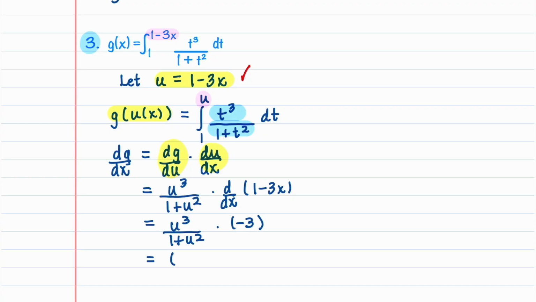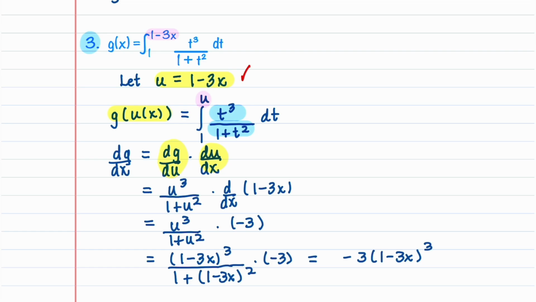This gives us the quantity 1 minus 3x cubed, all divided by 1 plus 1 minus 3x quantity squared times minus 3. And let's rewrite this as minus 3 times 1 minus 3x quantity cubed, all divided by 1 plus 1 minus 3x quantity squared. And there's our final answer. I think this problem was the hardest one, so you may want to go back and see if you can work this one on your own.